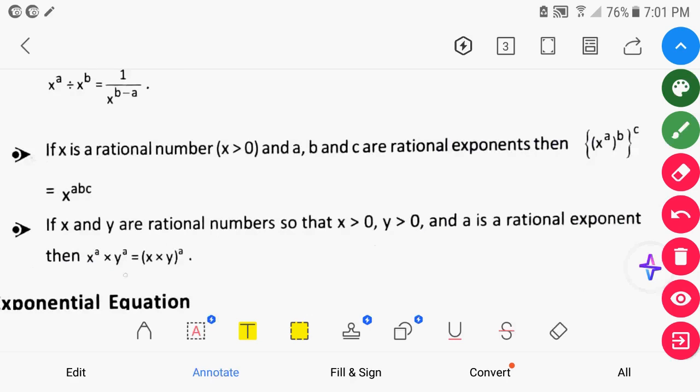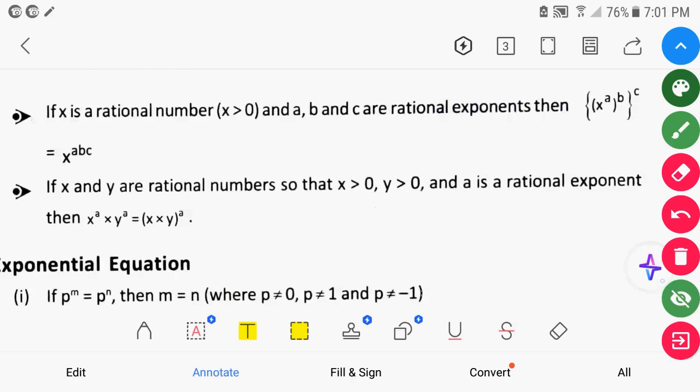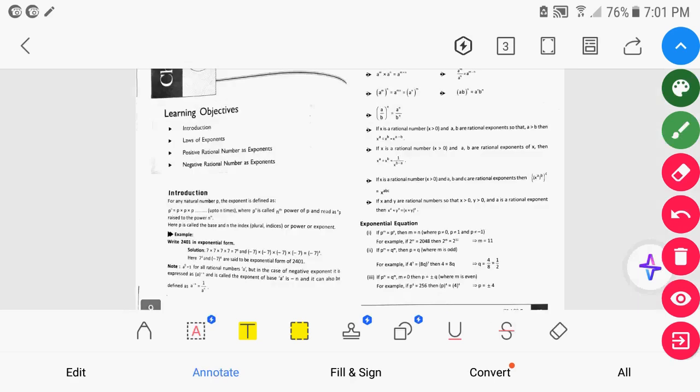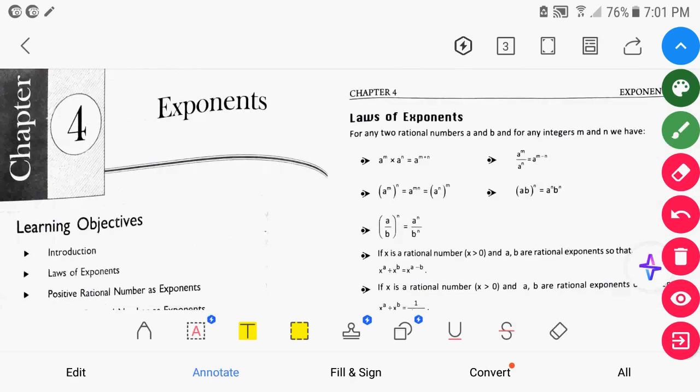Okay, if the bases are different, meaning one rational number x and another rational number y, and their exponents are common, then you can solve the problem in two ways. Evaluate x raised to a and multiply it with y raised to a, or simply multiply x and y together and then find its exponent. So these are some laws related to exponents, for when the base is common and different exponents are there.